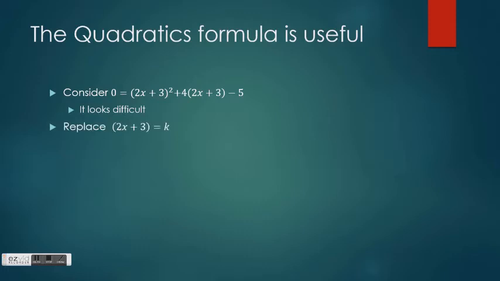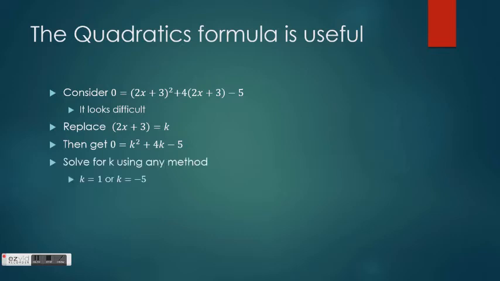The other thing we could do is use a little bit of substitution. So we have 2x plus 3, which is getting squared, and 2x plus 3, which is just getting multiplied by a constant. So let's replace 2x plus 3 with just the value k. This will then give us the equation 0 equals k squared plus 4k minus 5. Which, if you know your factoring well, factors out to (k plus 5) times (k minus 1), which gives solutions of k equals 1 or k equals negative 5.